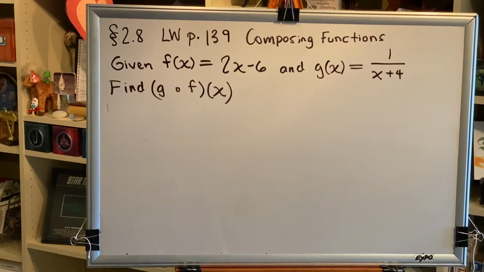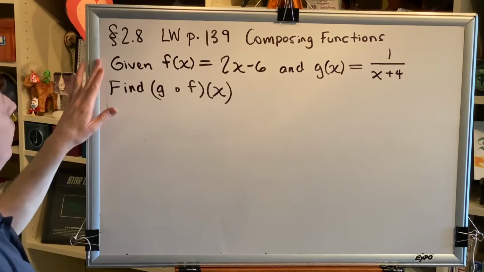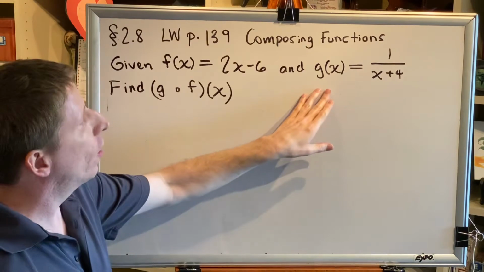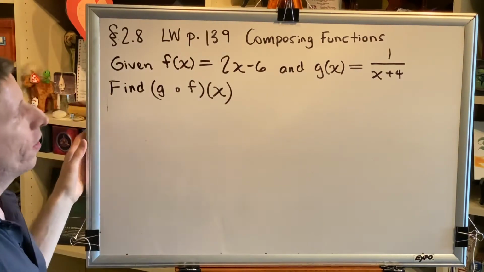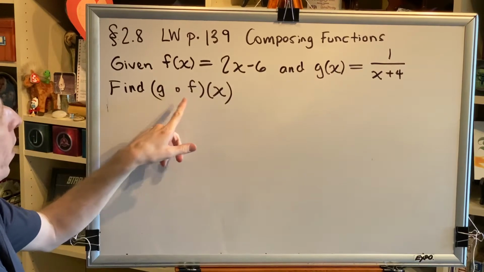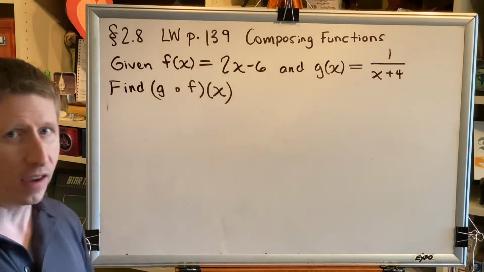We continue our discussion of Learning Workbook, page 139. Let's look at a few examples. Given f of x equals 2x subtract 6, and g of x equals 1 over the sum x plus 4, find g composed with f of x.